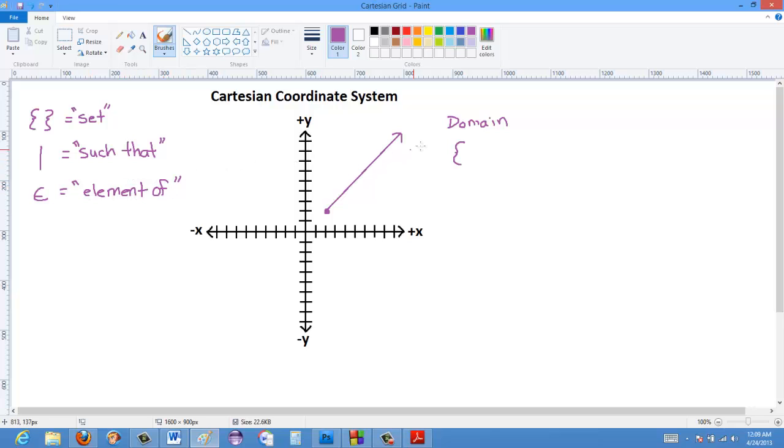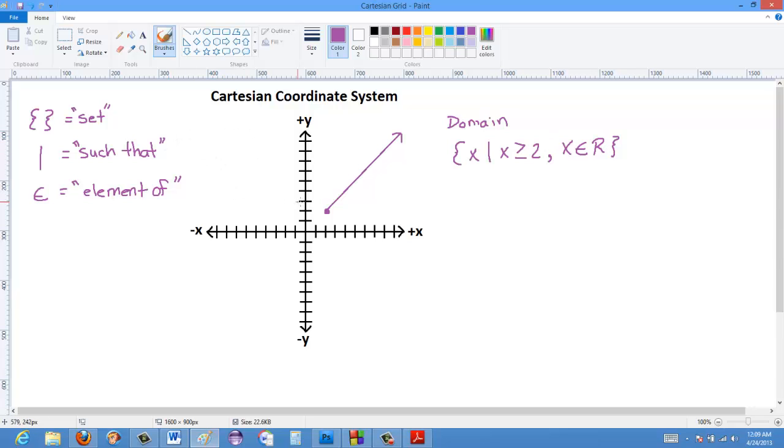So what we're going to do is open up a set, and we're going to say we have x such that x is greater than or equal to 2, comma, and x is an element of the real numbers. The reason why we're saying this is because we can see that x starts at 2 and moves, and it includes all the values that are greater than 2. And we close the set with another curly brace.